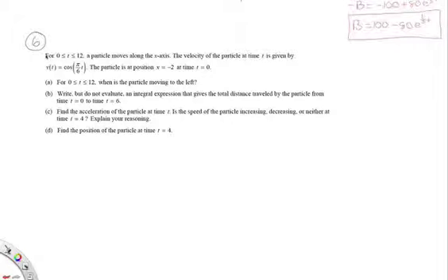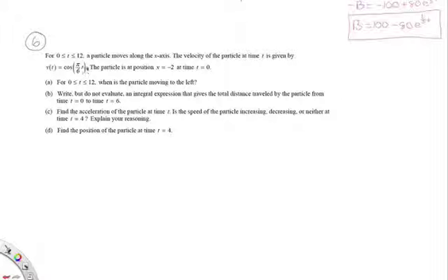We've got a question here that talks about a particle moving along the x-axis. Its velocity is given by this equation. It also tells us that we start at -2, which will probably come in handy. So from 0 to 12, when is it moving to the left? Moving to the left would mean velocity was negative. So that's all I need to find out.